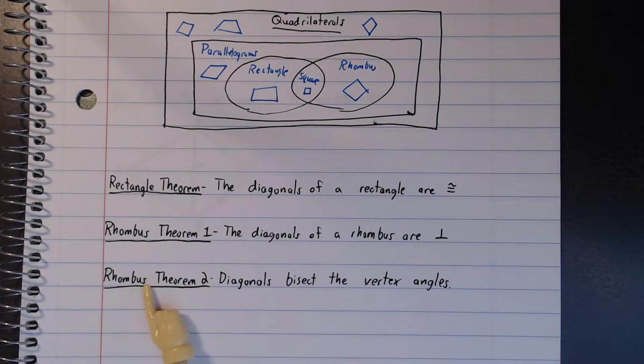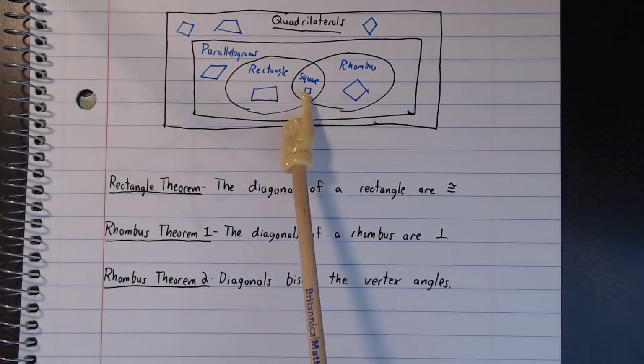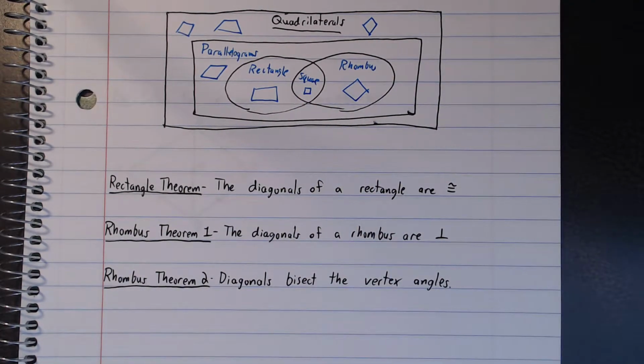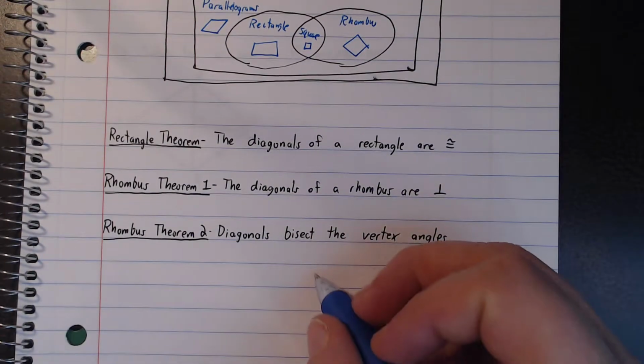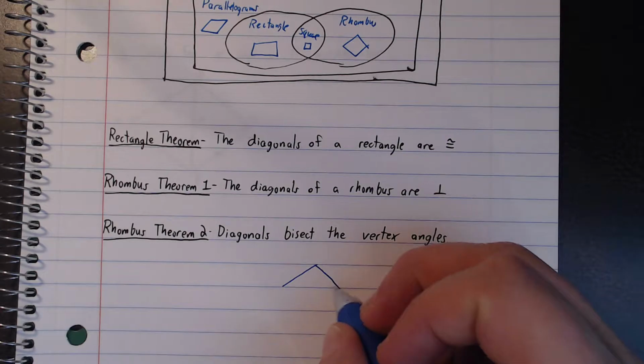Okay, and then finally, rhombus theorem number 2. This one's not as easy to remember, but it says diagonals bisect the vertex angles. So that's true for a rhombus here. It's going to be true for a square as well. And I'm going to quickly just draw us a little bit of an example of what this looks like. Okay, here's our rhombus.